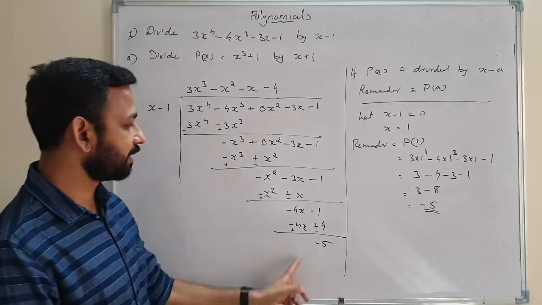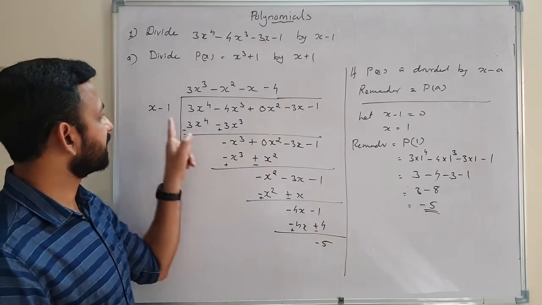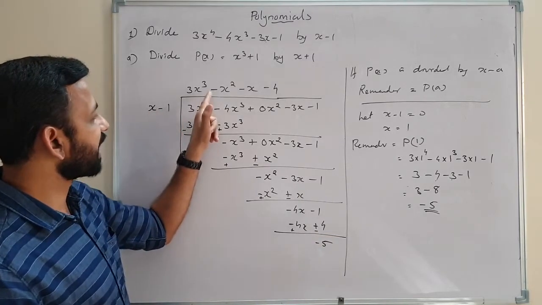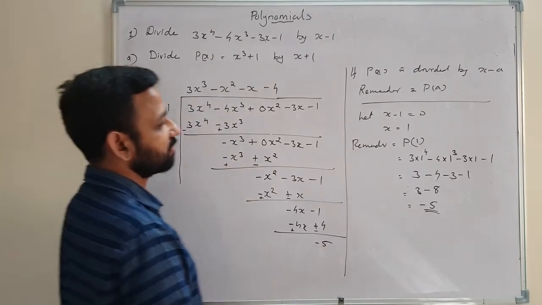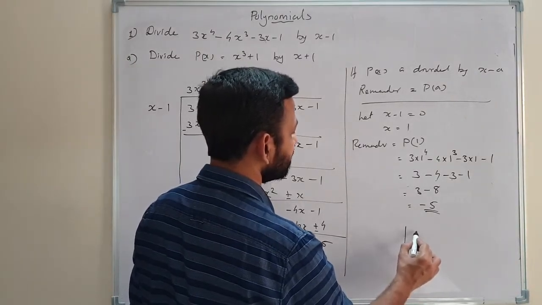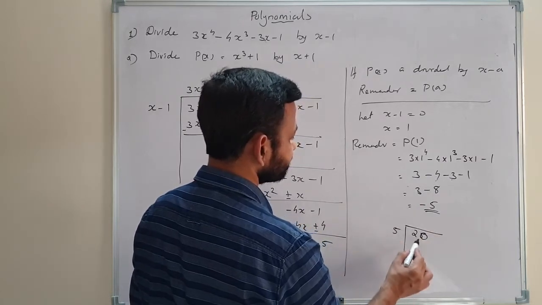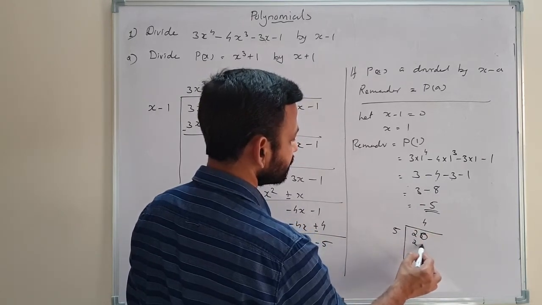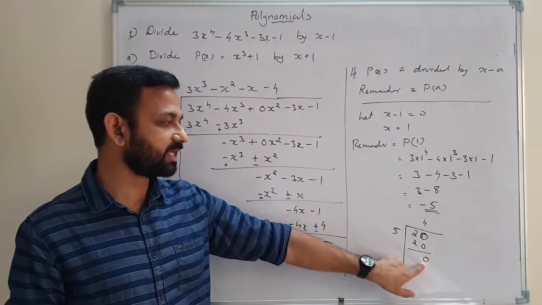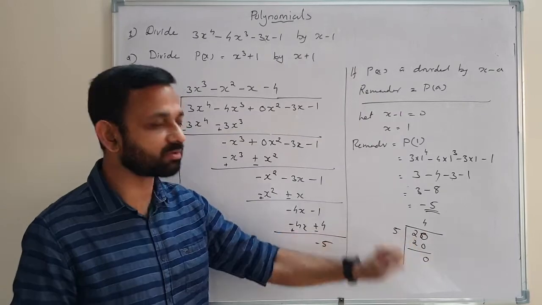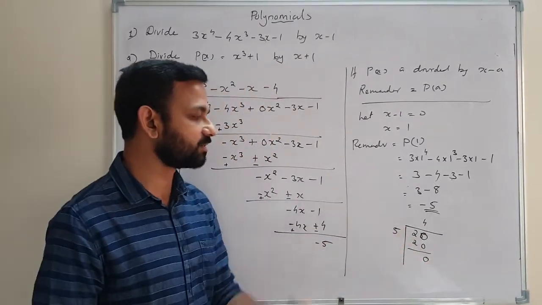And if the remainder is 0, then we can say that x minus 1 is a factor of this polynomial. Reason: when we divide 20 by 5, 4 into 5 is 20, remainder 0. So when we get a remainder 0, we can say that 5 is a factor of 20, because 5 into 4 equals 20.